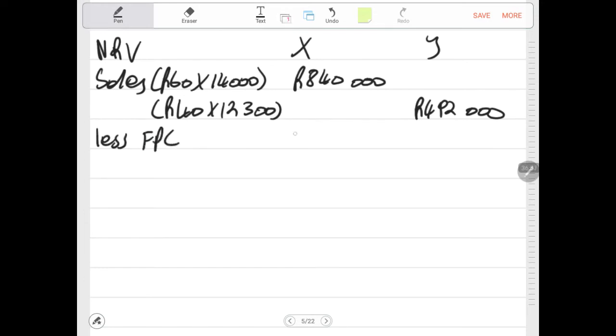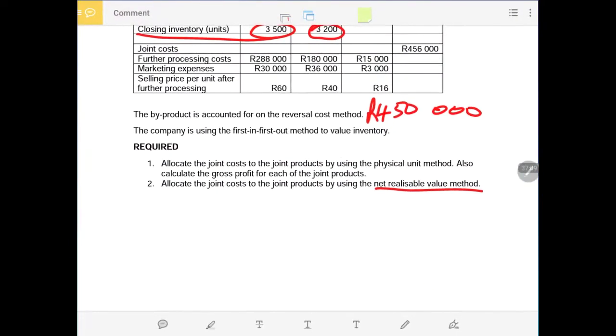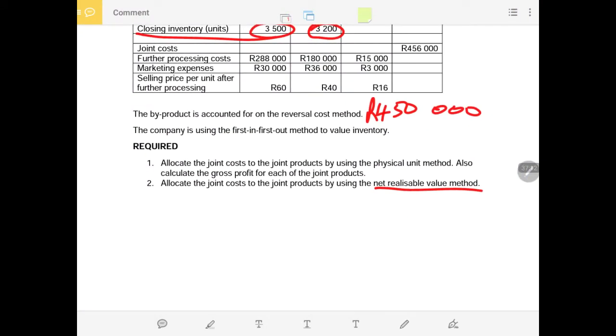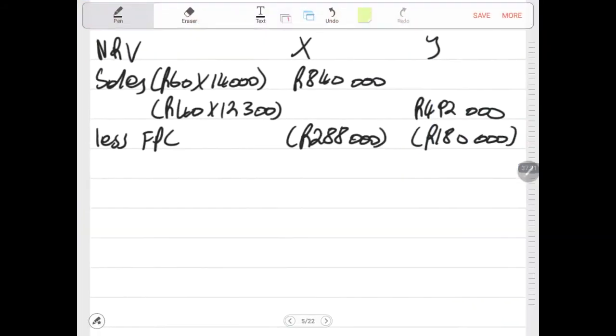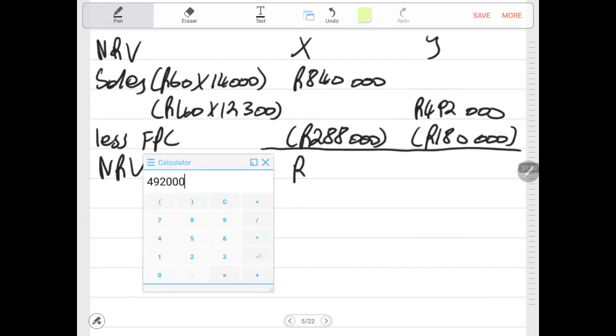less further processing cost, and our further processing cost is 288,000 and 180,000. They are given to us. It is a matter of copy and paste. Further processing cost amounts to 288,000 and 180,000 for product X and Y. Therefore, this will give us net realizable value for each of these products. Net realizable value being the difference, 492 minus 180,000, we get our NRV as 312,000.